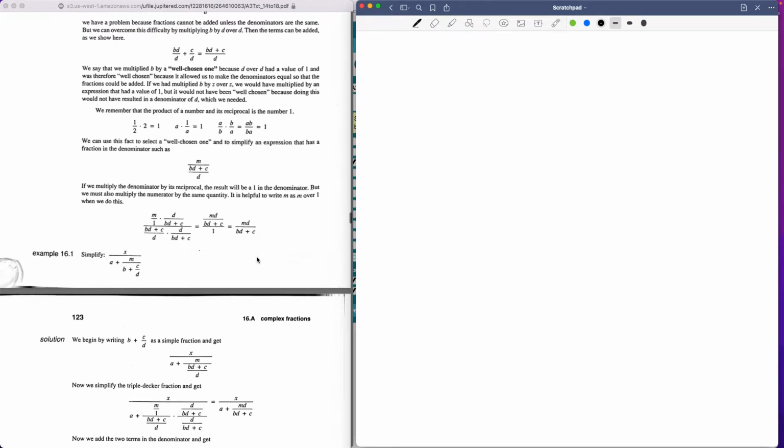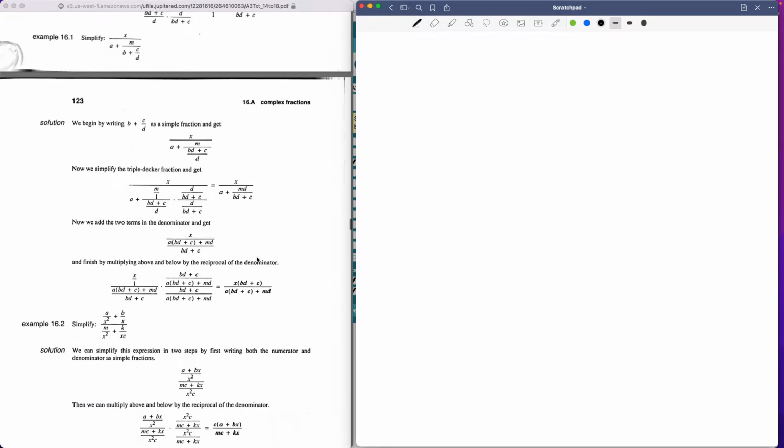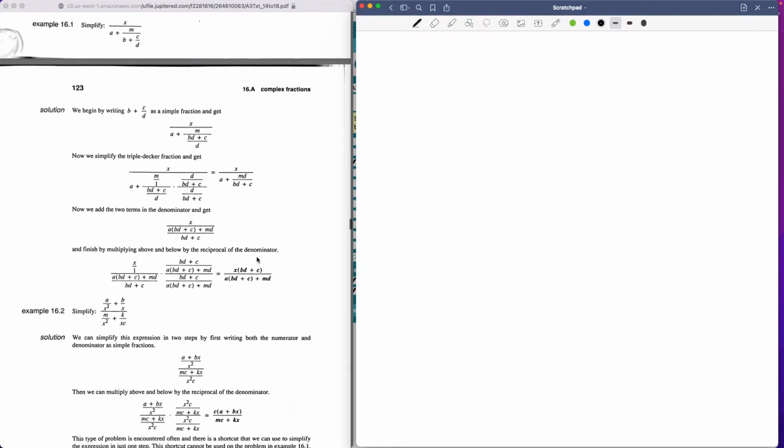So let's just jump right in. We've done these last year. They were a little much, but we did do them in spring of last year. So let's look and see what we have. 16.1, we have, all right, here's our first fraction line. x is divided by a plus m. m is divided by b plus c over d.